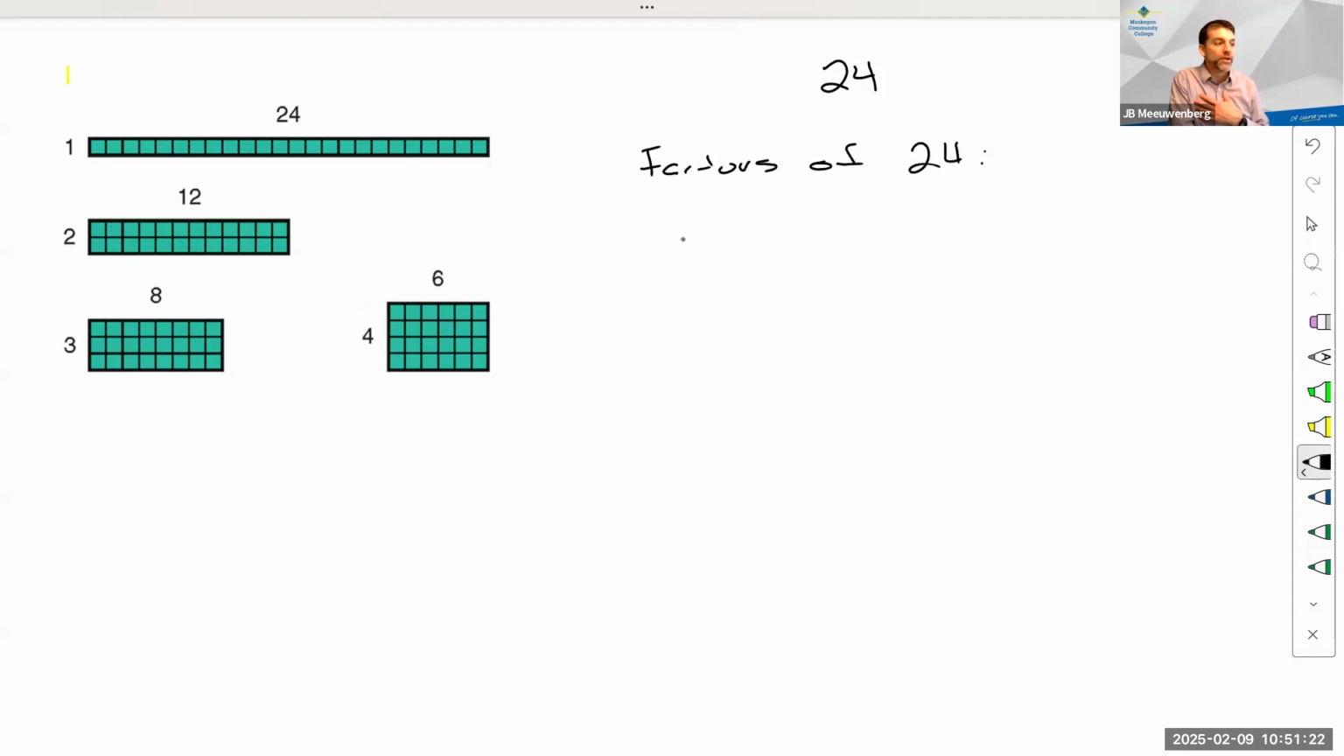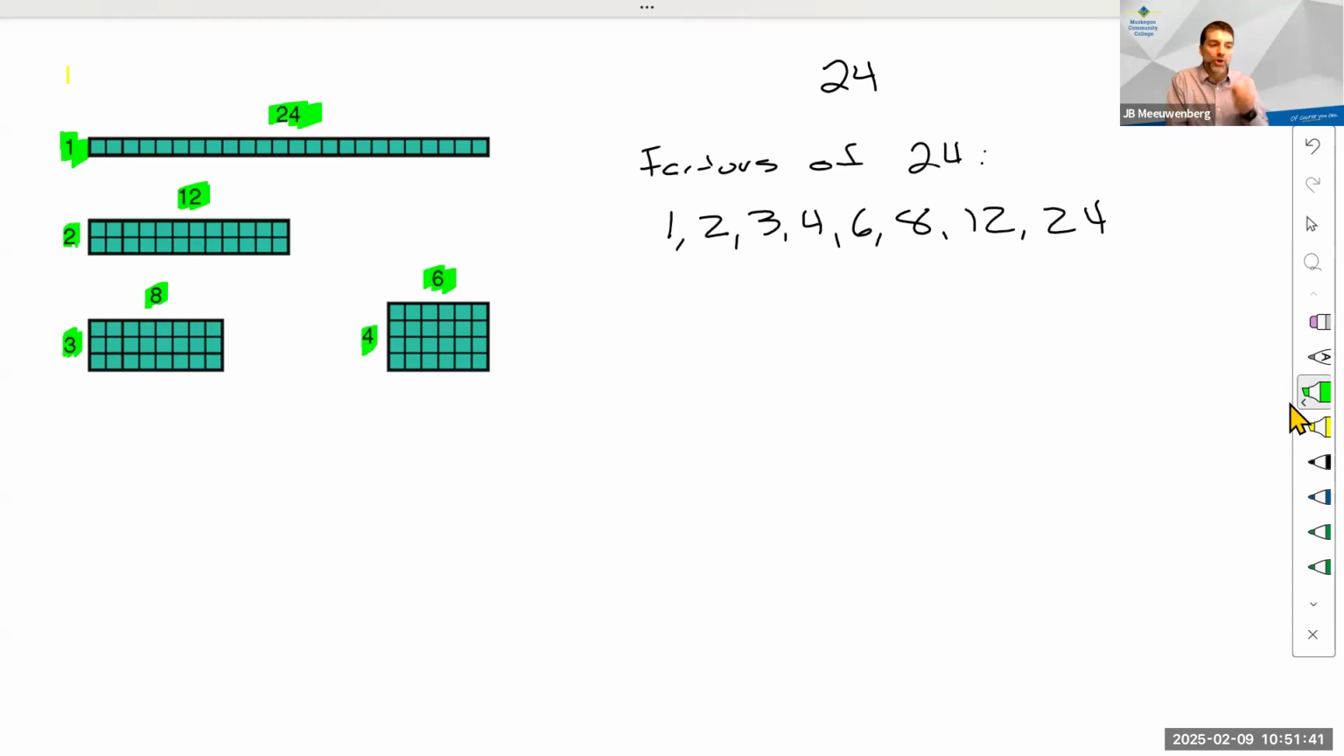And it would be 1, 2, 3, 4, 6, 8, 12, and 24. Again, 1, 2, 3, 4, 6, 8, 12, and 24. It's all the numbers on each side of those rectangles.